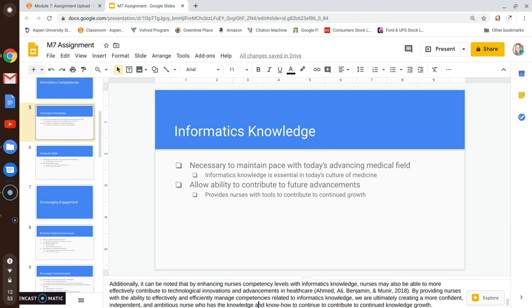Additionally, it can be noted that by enhancing nurses' competency levels with informatics knowledge, nurses may also be more able to effectively contribute to technological innovations and advancements in healthcare. By providing nurses with the ability to effectively and efficiently manage competencies related to informatics knowledge, we are ultimately creating a more confident, independent, and ambitious nurse who has the knowledge and know-how to continue to contribute to continued knowledge growth.